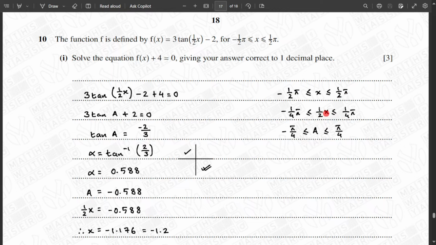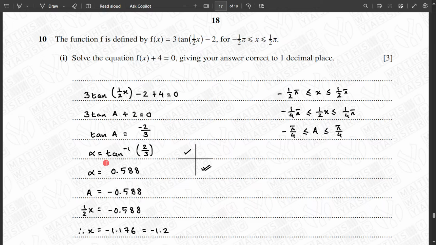So for half x, we need to multiply both this value and this value with half, and that will give us negative pi by 4, and this will be positive pi by 4. I'm considering half x to be a. So I can write it as 3 tan a plus 2 is equal to 0. And now we will work with this new limit. So tan a should be negative 2 over 3.